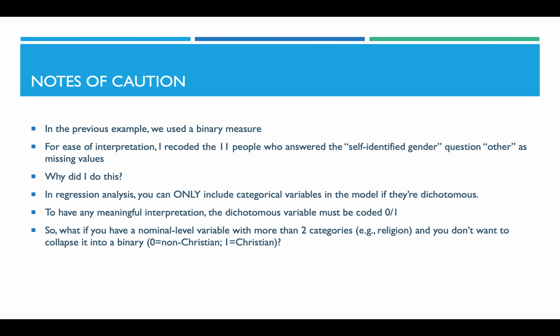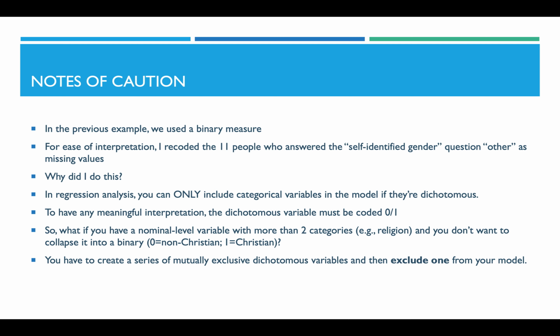But what if we have a nominal level variable with more than two categories? For instance, religion, and we don't want to collapse it into a binary variable. For instance, 0 equals non-Christian, 1 equals Christian. If we do this, we lose a lot of important information that we want to account for in our regression model. So what do we do if we have to use dichotomous variables?